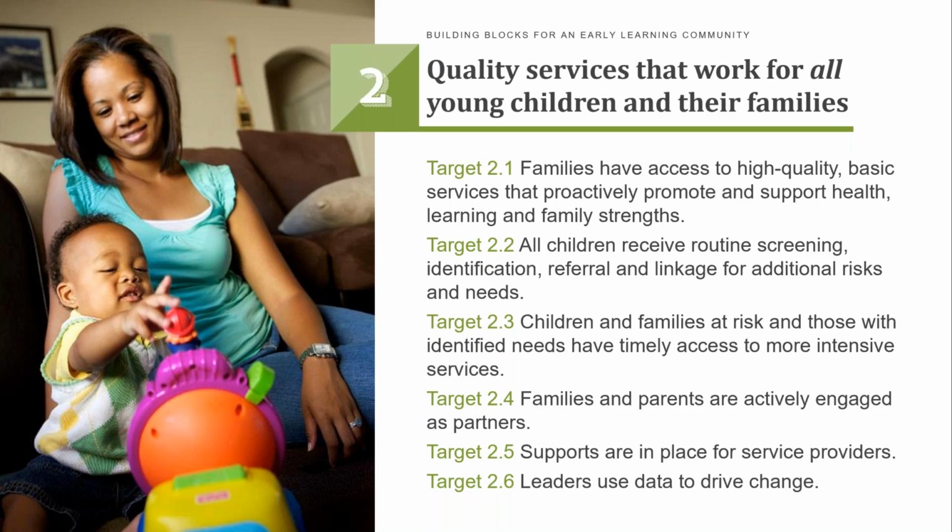Okay, so let's get back to just reviewing what these building blocks are now that you know how the structure is set up. So building block 2 is about quality services that work for all young children and their families. And this is one where I think our early childhood minds go most easily to think about what services are there. So you see targets 1, 2, and 3 go from the high quality basic services that everyone needs access to, up to screening, identification, referral, and linkage, and then the more intensive services for those who need them. Target 4 is about families and parents being actively engaged as partners. I mentioned that earlier. It runs through all of this, but we do have it there as a specific target.